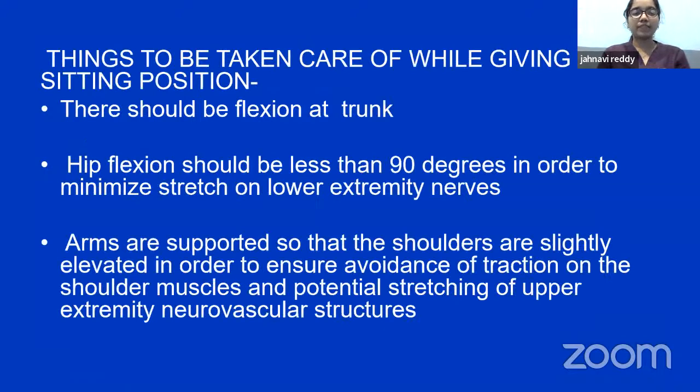Things to be taken care of while giving sitting position. There should be flexion at the trunk. Hip flexion should be less than 90 degrees in order to minimize stretch on lower extremity nerves and to prevent the peripheral nerve injuries. Arms are supported so that shoulders are in slight flexion, elevated, in order to avoid traction of the shoulder muscles and potential stretching of upper extremity neurovascular structures.